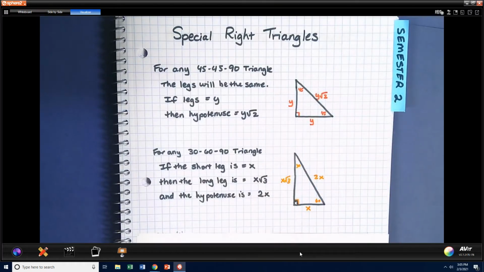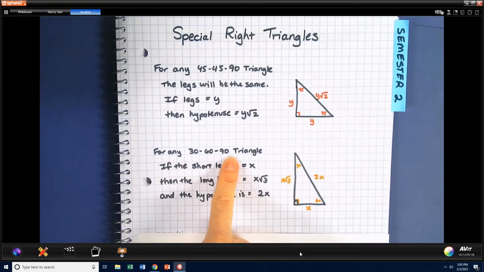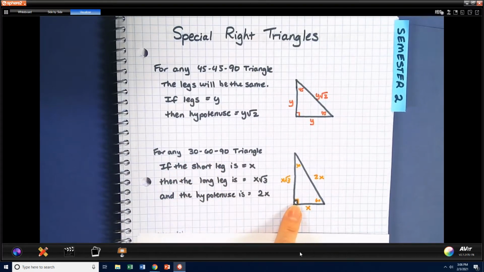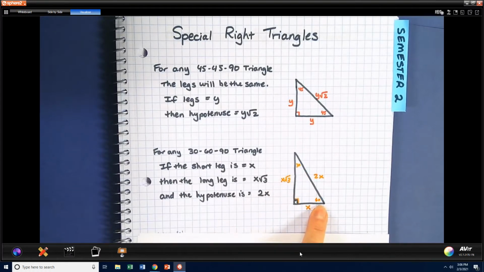Now, the other special triangle is a 30-60-90. It's again a right triangle. It's got an acute angle that's 30 and an acute angle that's 60. And you can check that those angles add up to 180. In this case, the shortest side, whatever it is, is going to be exactly half of the hypotenuse. And the longer leg, which is opposite the 60-degree angle, is the short leg times the square root of 3.